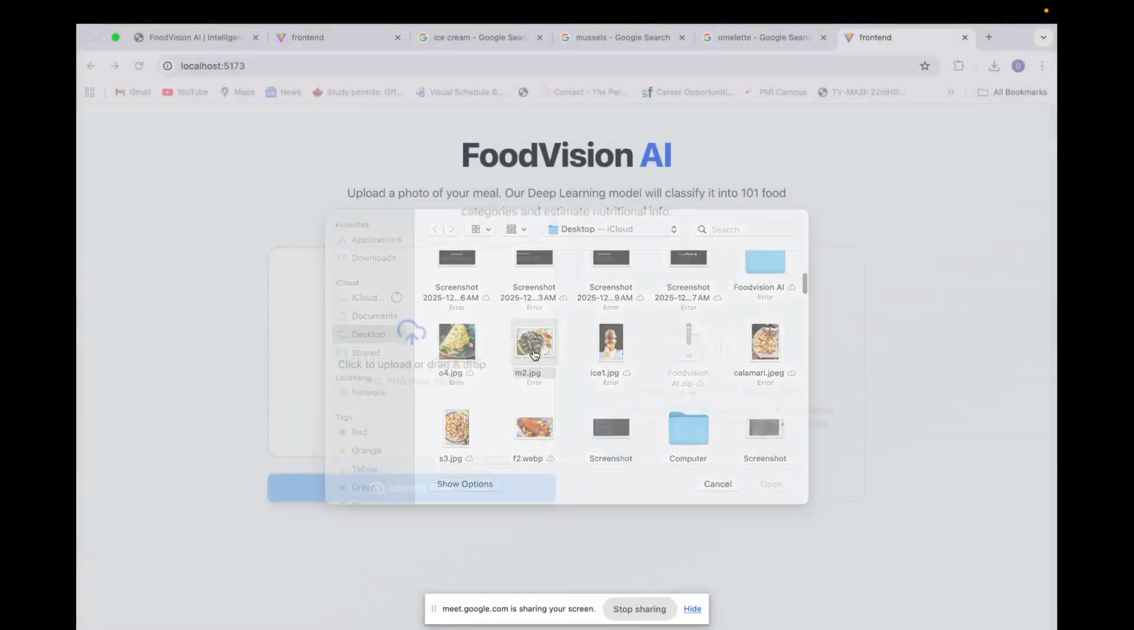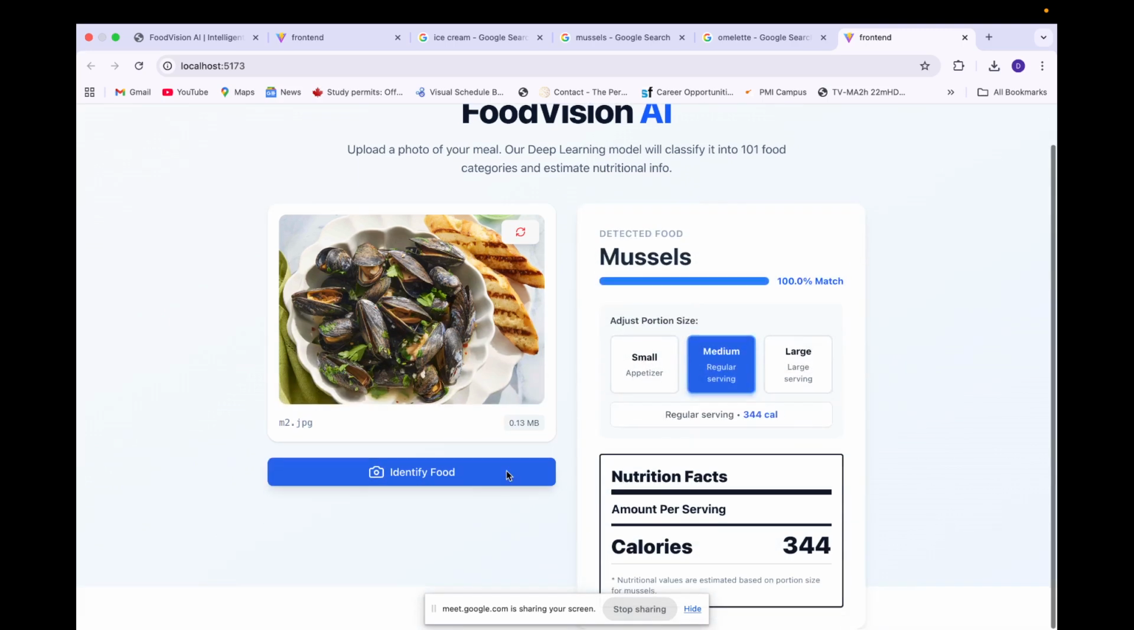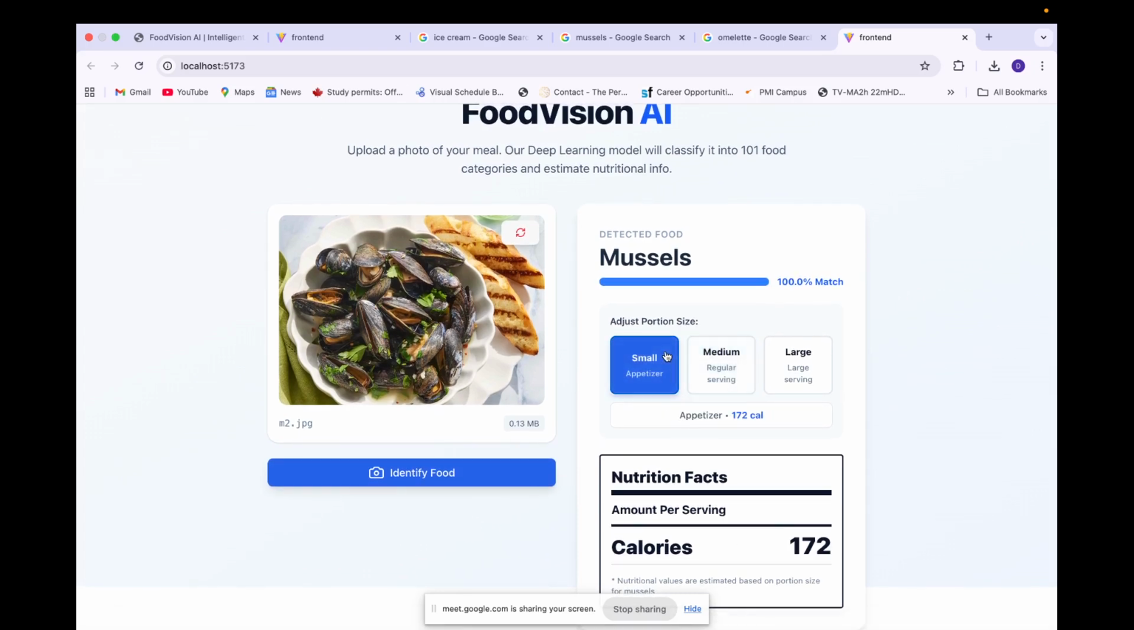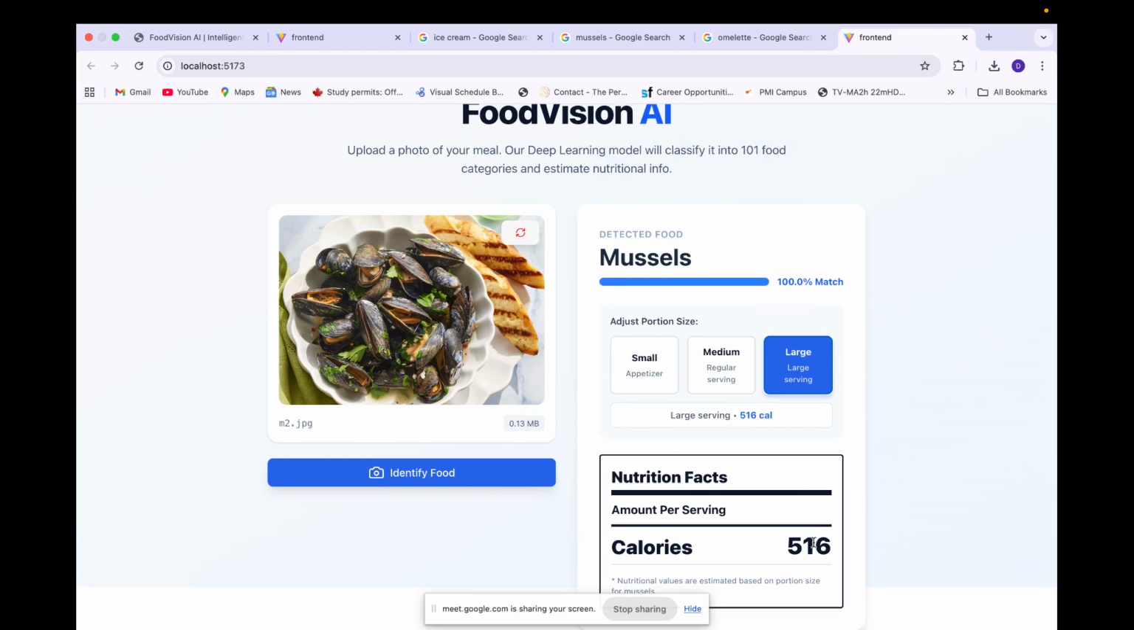Suppose I drop this image. These are mussels. When it identifies the food, within 1 second it says it has 344 calories, and it also gives it based on the portion size. First it says 100% confidence, so it identified the image pretty accurately. And then based on the servings, it says how many calories it has: 516 calories in the large serving, and for medium it's this, and for small it's this.